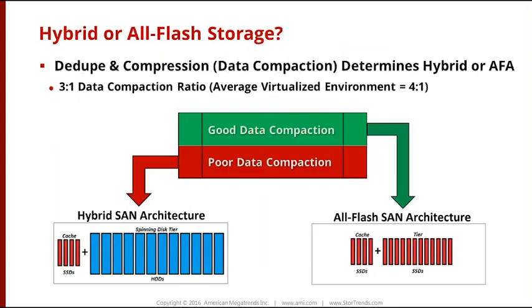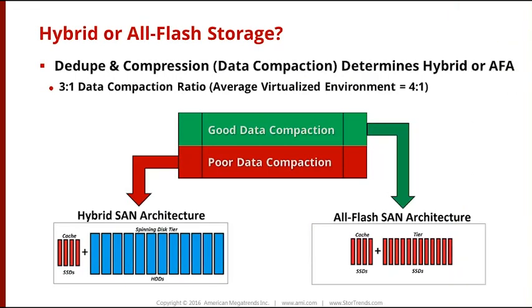So which would be correct for you moving forward? Well, it basically depends on your data compaction. Your dedupe and compression ratio determines whether you're a hybrid or an all-flash array candidate. If you're at a 3.1 data compaction ratio or better, you're a great candidate for all-flash. If you're at 3.1 data compaction or worse, you're a candidate for hybrid storage.